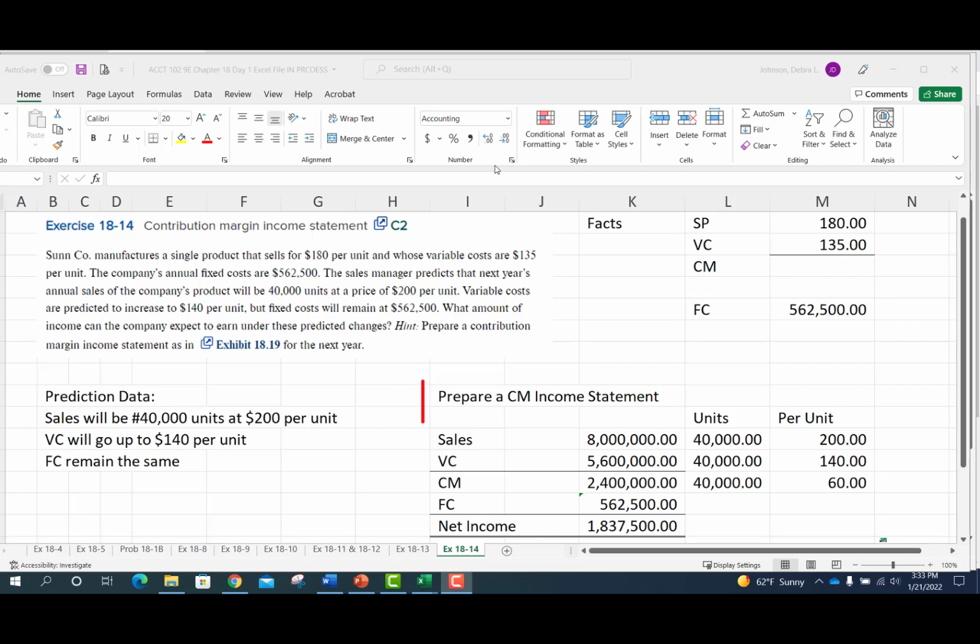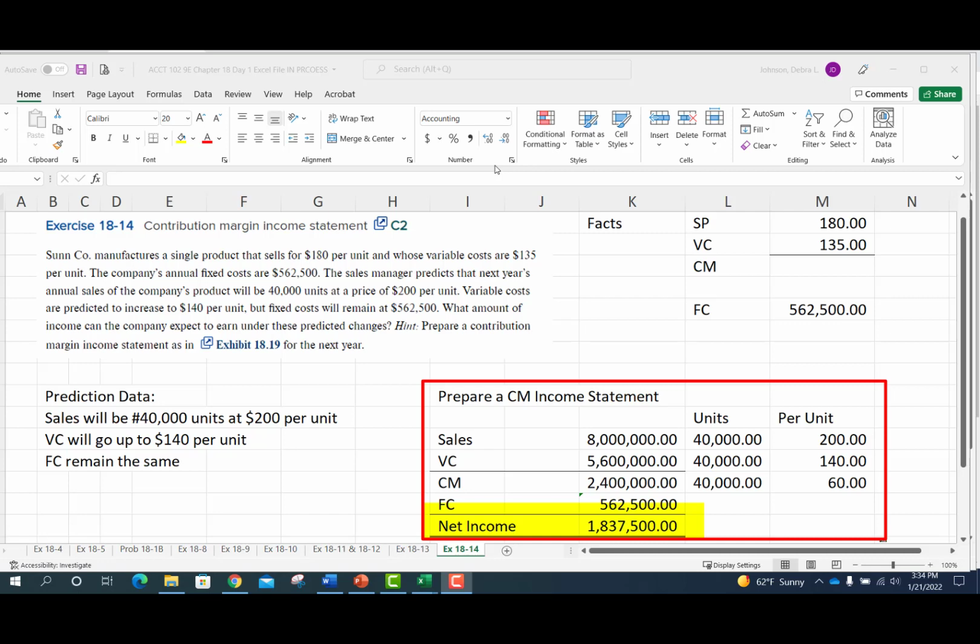So here's the contribution margin income statement. We took the sales, 40,000 units at 200. That was the new selling price. We computed the variable costs at 140 using the data they gave us. Once we extended that out, we came up with the contribution margin. We took out the fixed costs, which remained the same, and we wound up with the net income as you see on the screen. How'd you do?